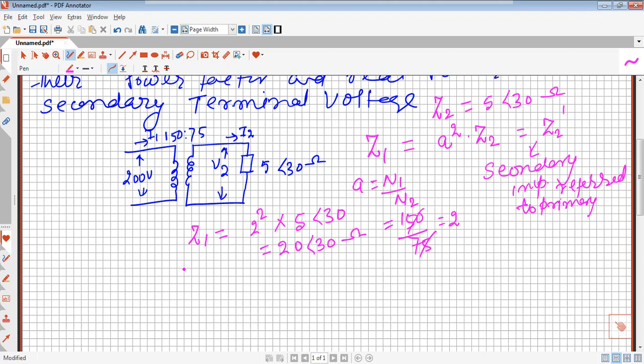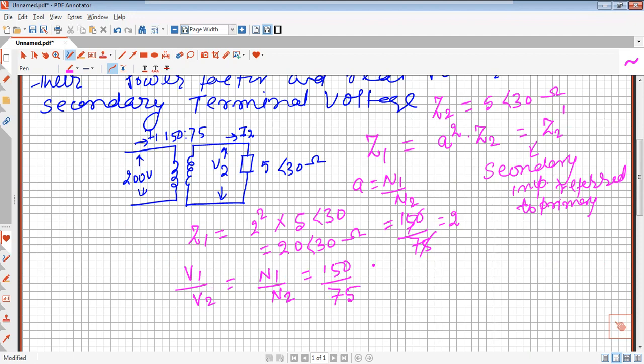Now we need to find the secondary terminal voltage. We know that for an ideal transformer, V1 by V2 equals N1 by N2. This relation we know. Here V1 is given as 200 volt. V2 is not known, so we have to calculate V2. N1 is given as 150 and N2 is given as 75. So from this we can find the value of V2.